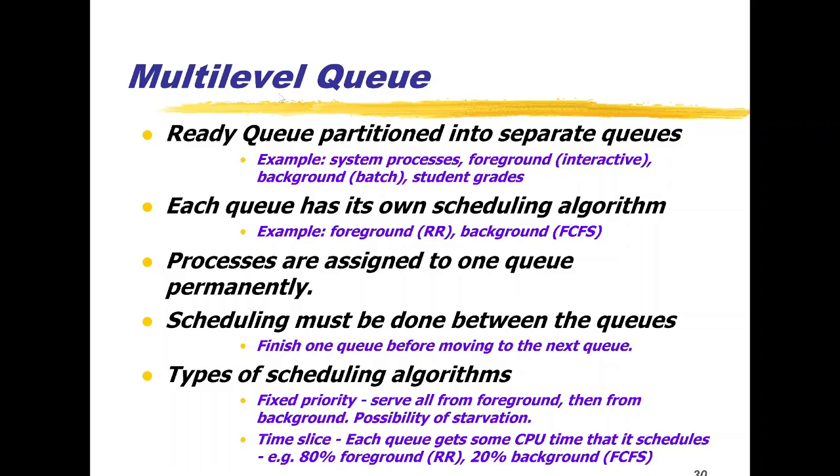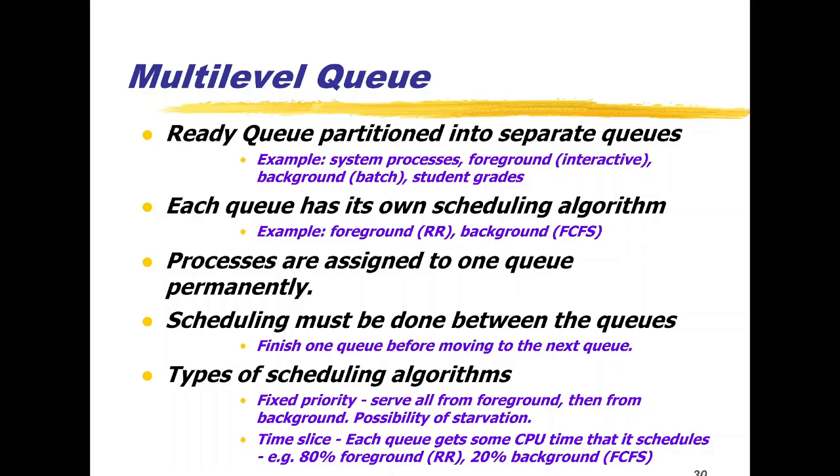We are going to look at another algorithm called multi-level queue. In the multi-level queue algorithm for scheduling, the ready queue is partitioned into separate queues. For example, you can have a queue that handles system processes. You can have a queue that handles foreground processes, which could be interactive. Then you have one that handles background processes, which are batch processes. And then you have maybe one with lower priority that can handle student grades.